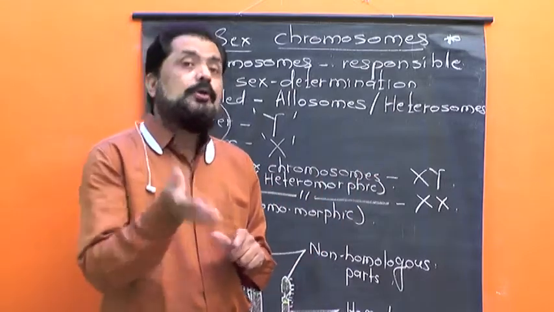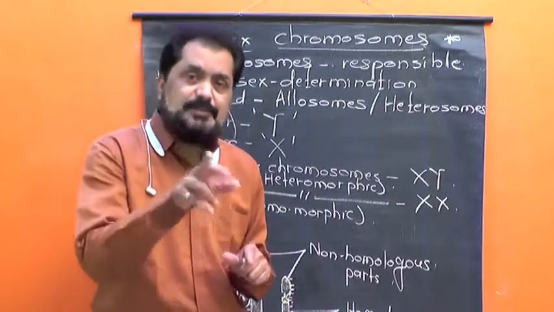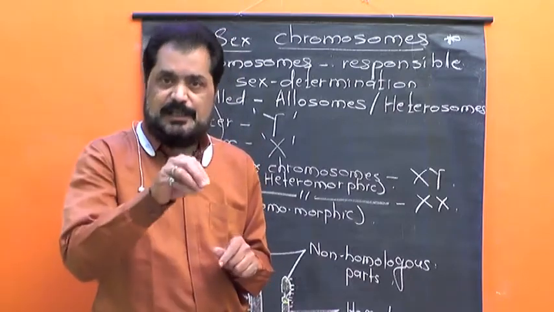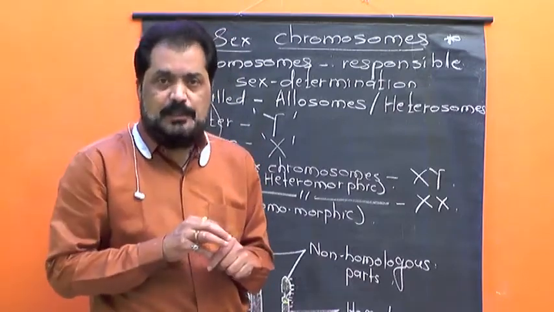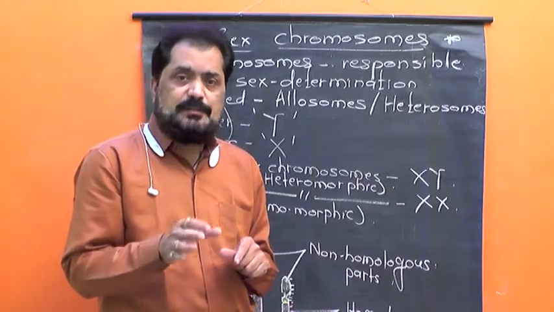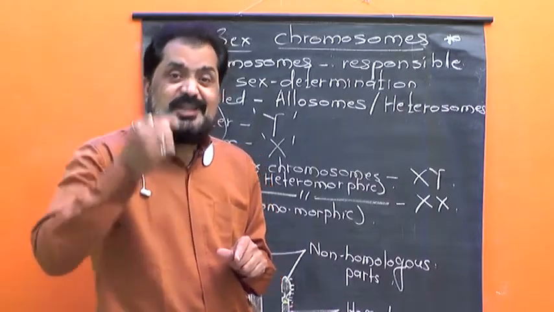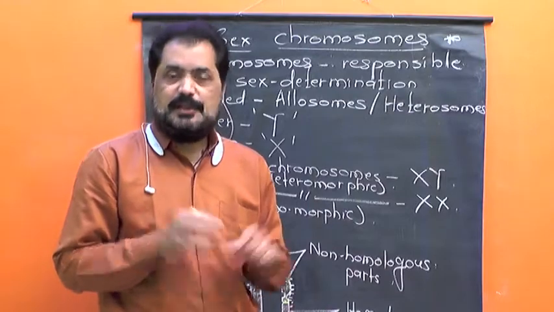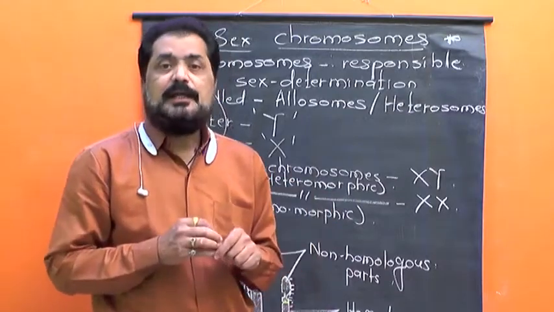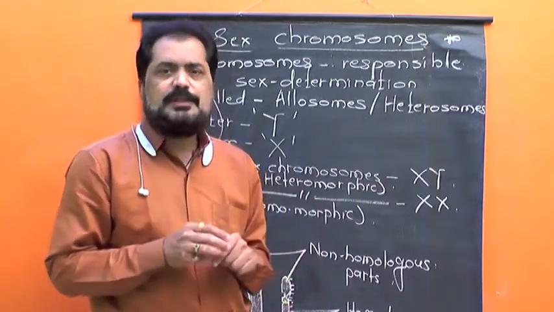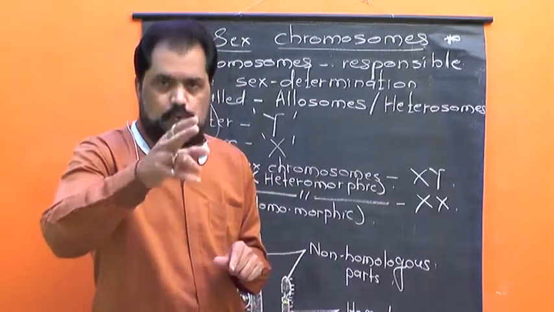But the other chromosomes, except the sex chromosome, in the nucleus of the cell, which are responsible to control general body characters, that is somatic characters, and have nothing to do with sex, are called autosomes.